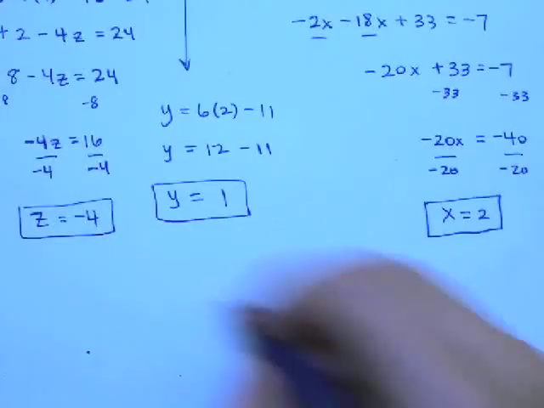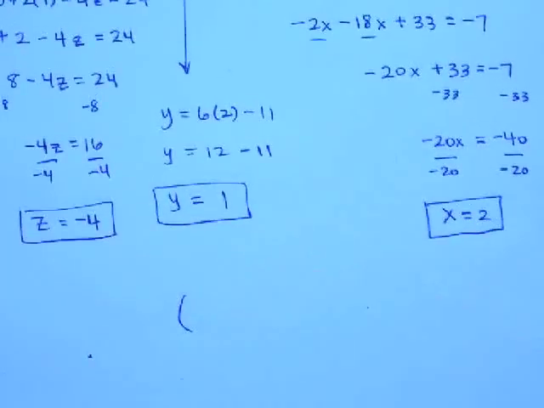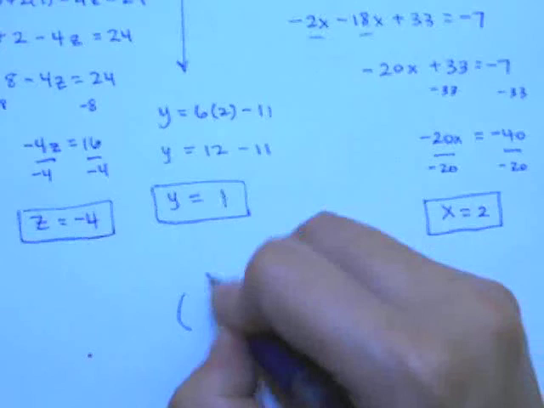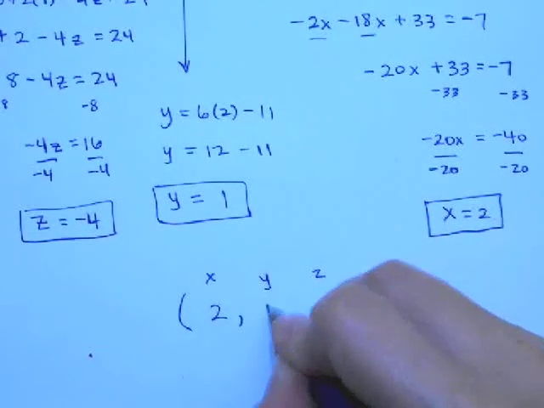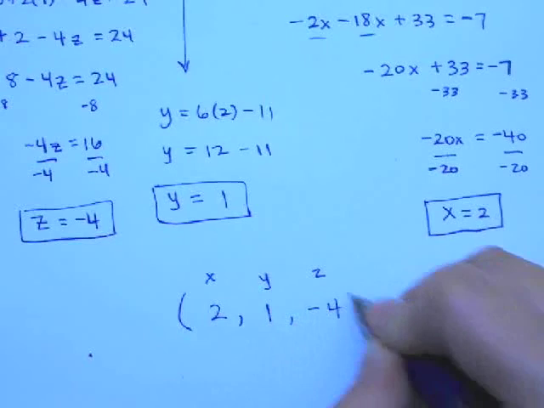Okay. Now I've solved for all three of my variables, and I actually can write this as an ordered triple, x, y, and z. So this will be 2, 1, negative 4 for my final answer.